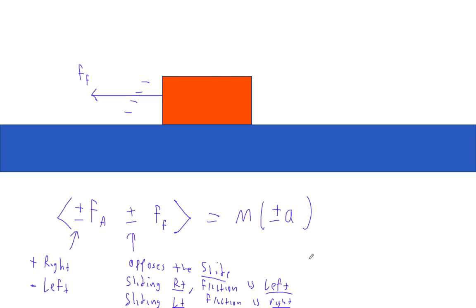And here's where it matters if you know your positive and negative accelerations, right? Okay, plus or minus acceleration, right? So a positive acceleration is sliding right and going faster and faster. Or sliding left and going slower and slower. And you got to know this. Okay, that's a positive acceleration.